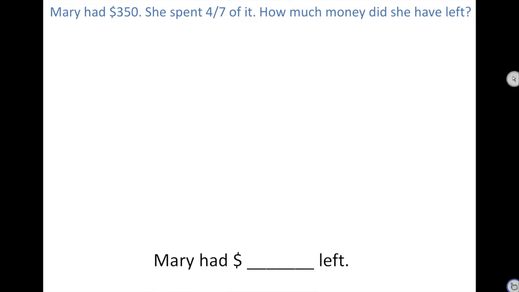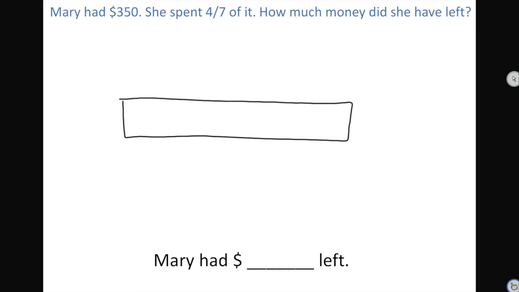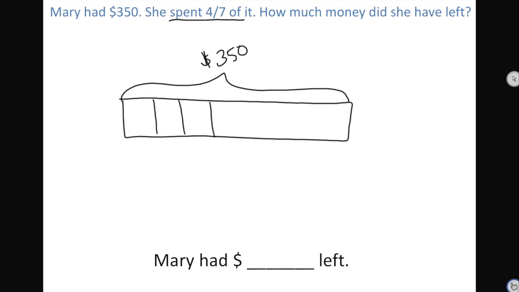The first line of information tells me that Mary had $350, which means that's how much Mary has in all. So I'm going to label the whole bar $350. Next, I'm told that she spent 4/7 of it. So in order to show that she spent 4 out of 7 parts, I have to split this bar up into 7 parts first. I'll try my best to make 7 equal units.